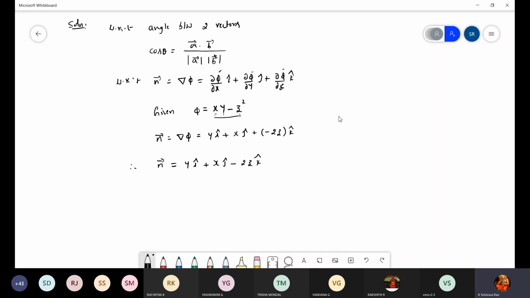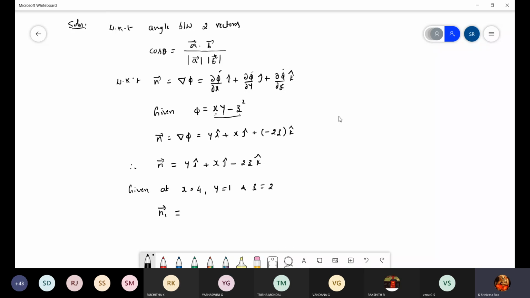Okay, so now what is given, you can substitute those points. At x equals, what are the points? It is given 4, 1, 2. Is it right? x equals 4, y equals 1, and z equals 2. Instead of n, you take n1. What is n1? This is the first point.